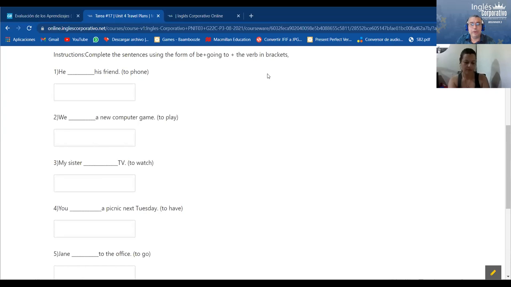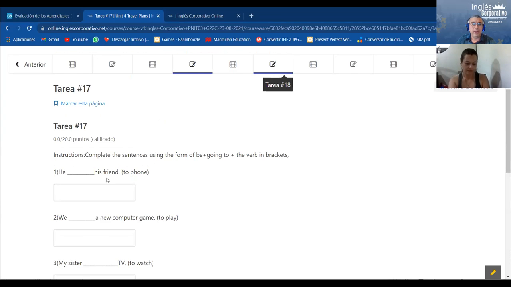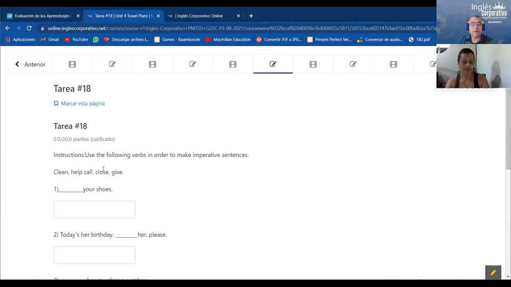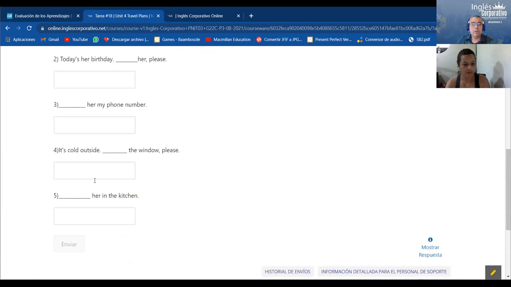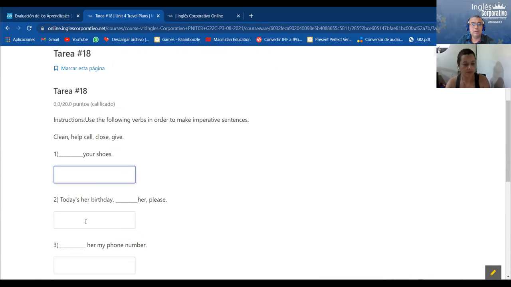And when you go to the next one, number 18, mire la 18. You're going to use one of these verbs. Va a utilizar un verbo de estos. Son 5 y son 5 nomás. Uno de estos en cada espacio, aquí, para complementar la oración, yes. Right? Por ejemplo, number one, dice, tus zapatos, limpiar, ayuda, llamar, cerrar, or give, right? So you do it like that, right? Just remember that cuando iniciamos la oración es mayúscula, right?